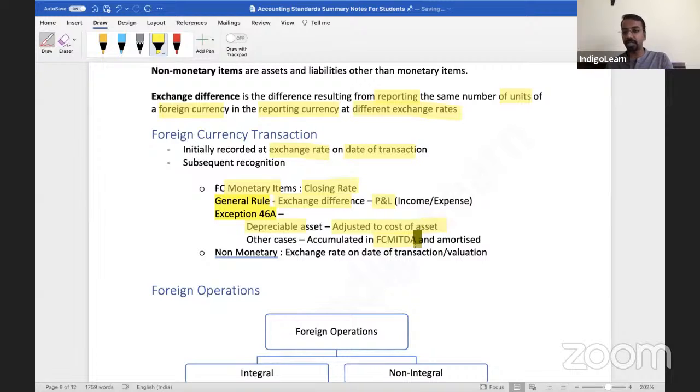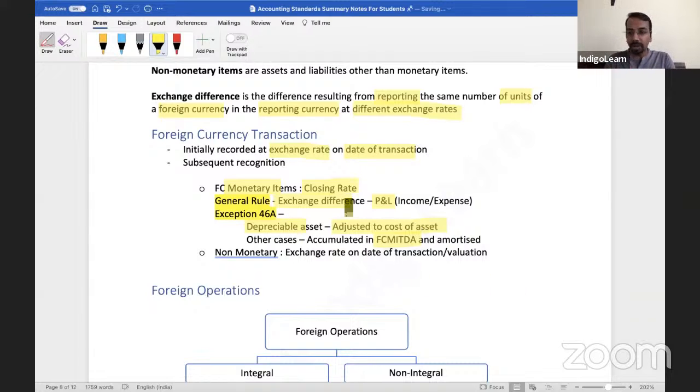What is this FCMI TDA account? Foreign currency monetary items. So we are talking about monetary items. Translation difference account. You will accumulate the translation difference in this account and amortize it over the life of that particular asset. Okay. So this is the rule that is generally followed.